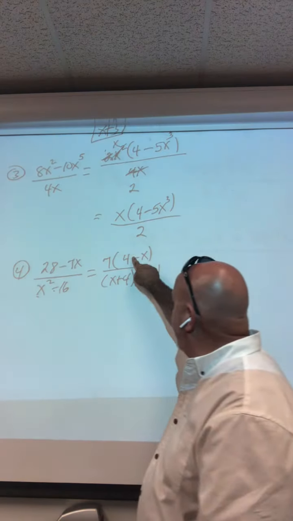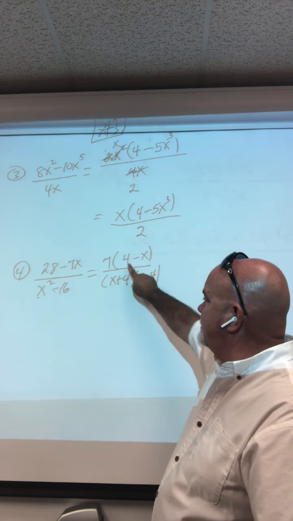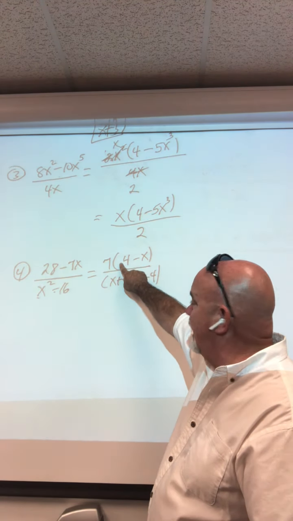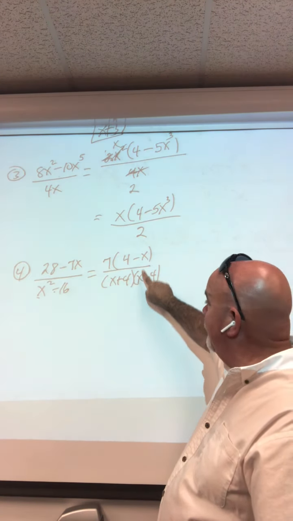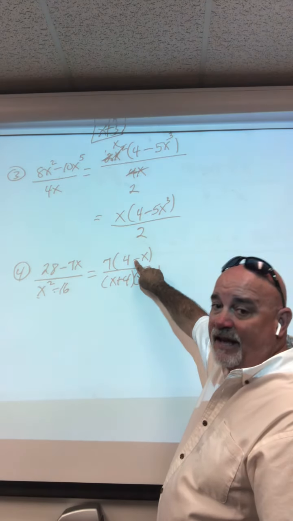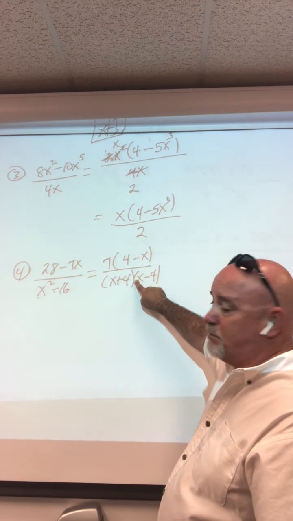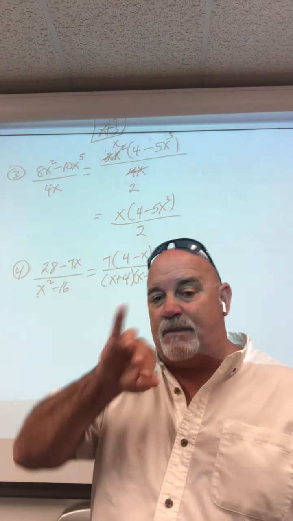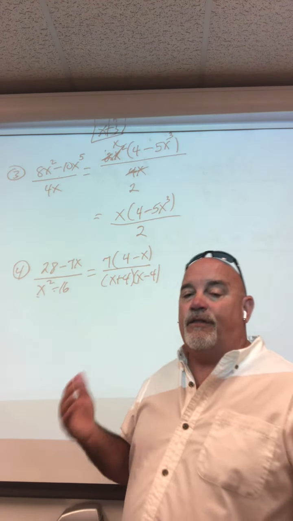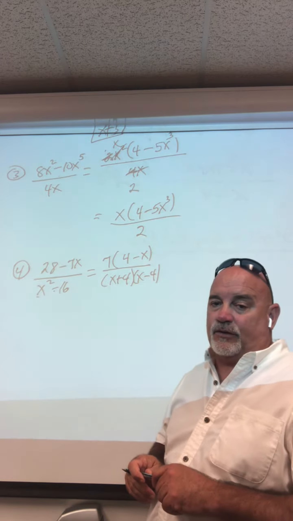The reason we call these negatives of each other is this. The 4 here is what? Positive. The 4 here is what? Negative. But the x here is negative and the x here is positive. If you have two binomials that are the same but their signs are just switched, those are called negative factors.